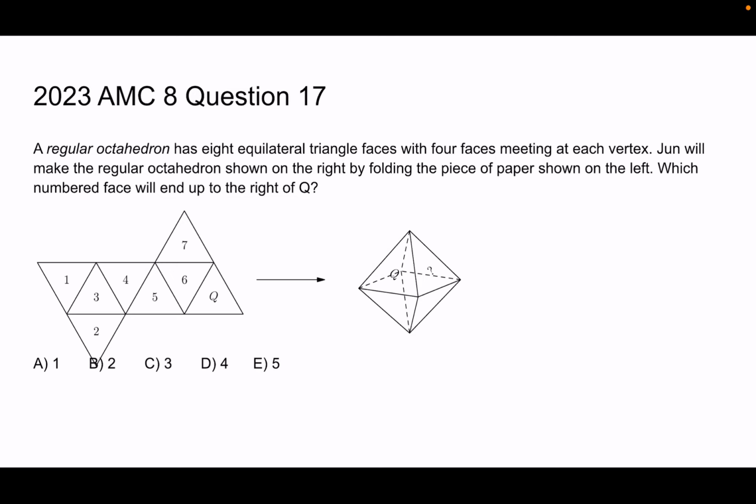8, question 17. A regular octahedron has 8 equilateral triangle faces, with 4 faces meeting at each vertex. June will make the regular octahedron shown on the right by folding the piece of paper shown on the left. You have a piece of paper on the left with all those triangles, and you fold it to make this octahedron. Which numbered face will end up to the right of Q, which is the face with a question mark?